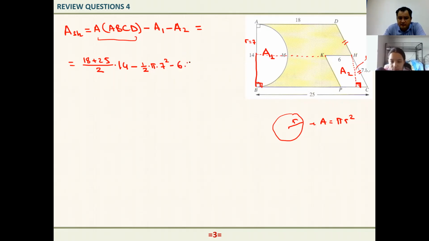What is height? 7. Okay, Shahina, we have 1 minute. Calculate this, use your calculator and tell me the answer. And here, pi is 3.142. Let's see what you get here.